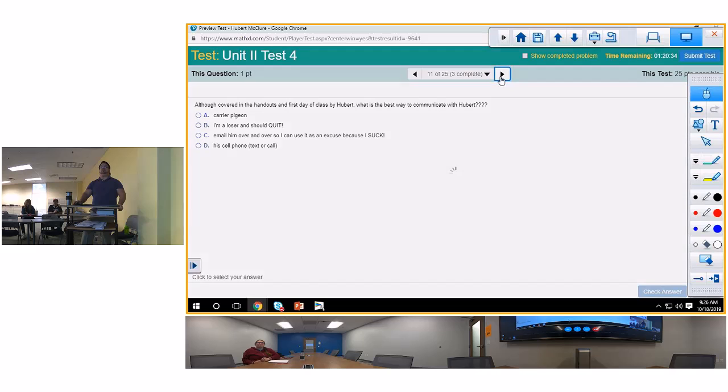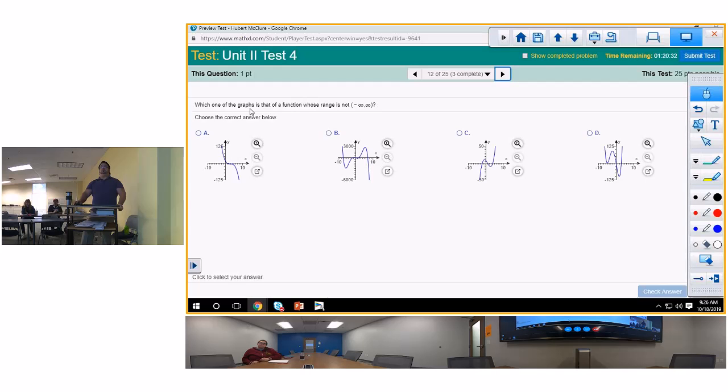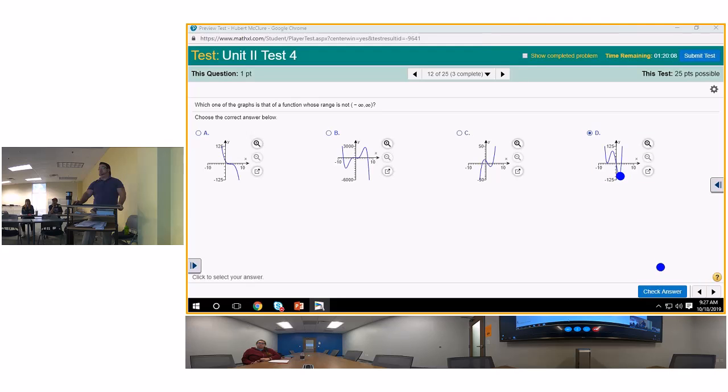Next. Okay, next. Which one of the graphs of the function has a range that is not all real numbers? D. Why? Okay, because they both go up, so that means negative 100 to infinity is the range. See there? Put you a little dot here. See, you have a parameter there. There's not an arrow that goes down. You can't go past negative 120. You see what I'm saying? Or negative whatever that is.